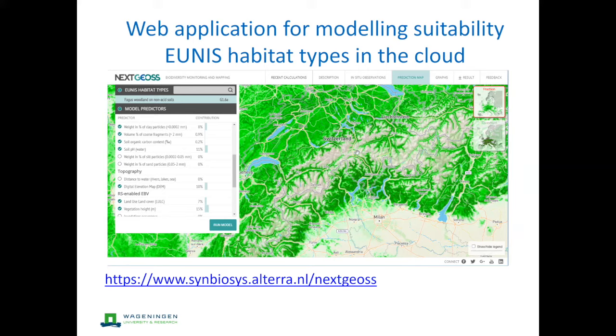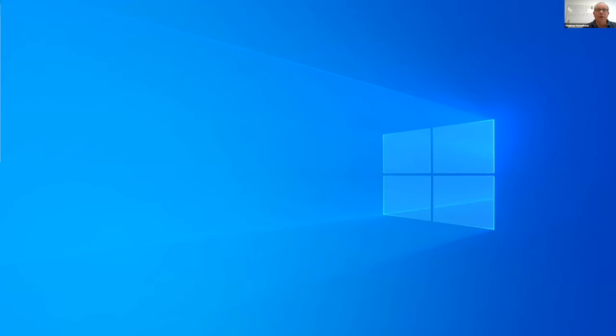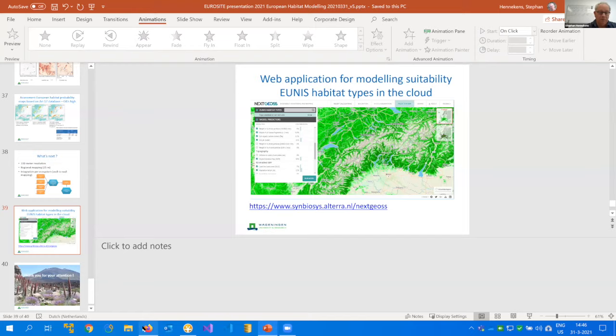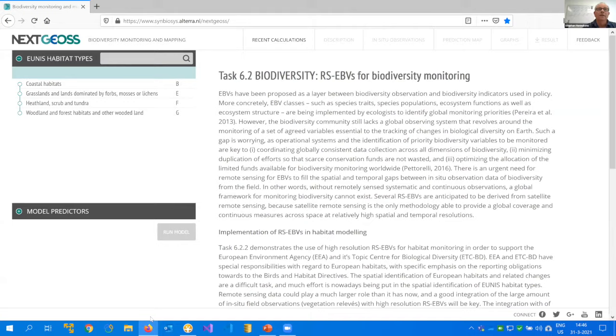Okay, so let me see. I have to share my screen, I think. No, it was on the main screen. You don't have to do it. Okay. It's visible. Do you see the web application? Yes, we can see it. Okay. I still have a menu bar on top, but I'm not sure if it is visible for you. So you see the full screen, okay.